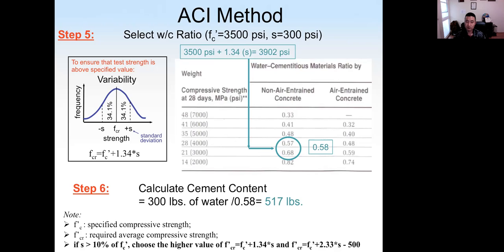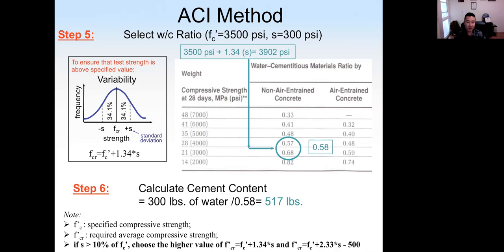3,902 psi. If the standard deviation is larger than 10% of f'c, then we should use the higher value of these two equations. So f'cr, where cr means required compressive strength, is equal to f'c plus 1.34 times standard deviation, the higher value of these two equations.